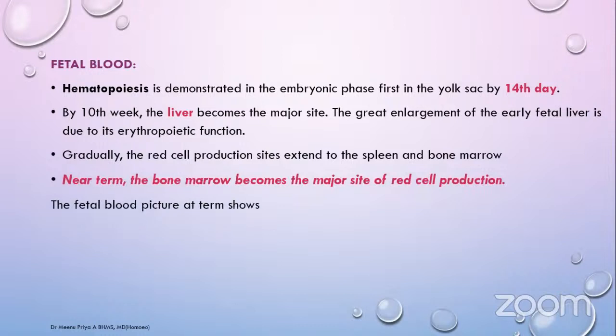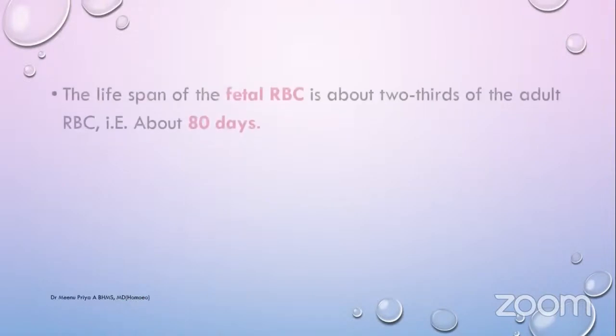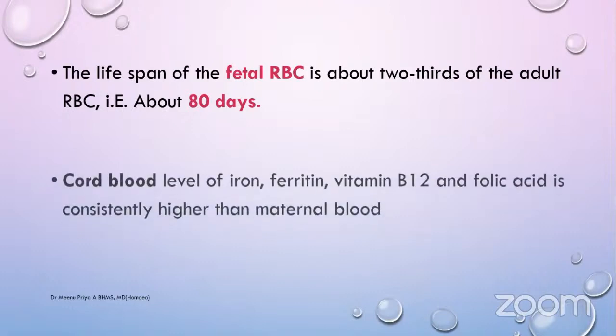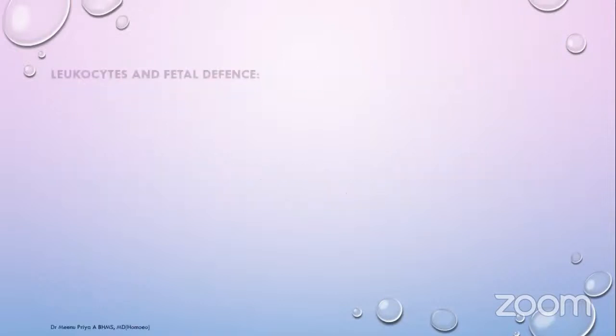The fetal blood picture at term: RBC is 5 to 6 million per cubic mm, Hb is 16.5 to 18.5 gm%, reticulocytes are 5%, and erythroblasts are 10%. The lifespan of fetal RBC is about 2/3 of adult RBC, about 80 days, whereas a mature adult RBC lasts 120 days. Cord blood levels of iron, ferritin, vitamin B12 and folic acid are much higher than in maternal blood.